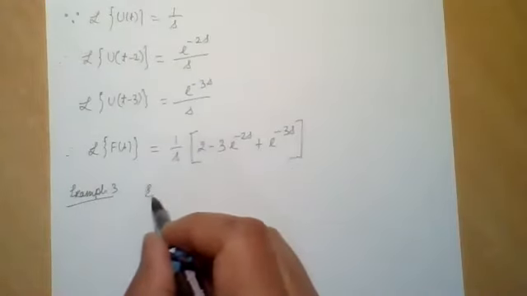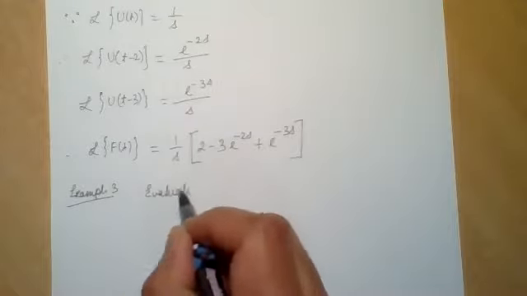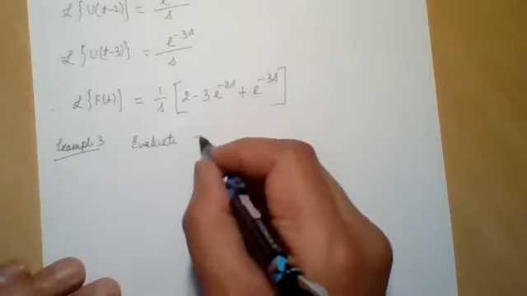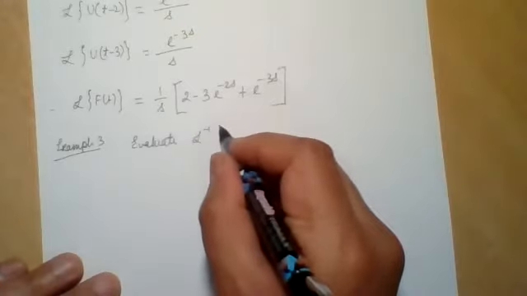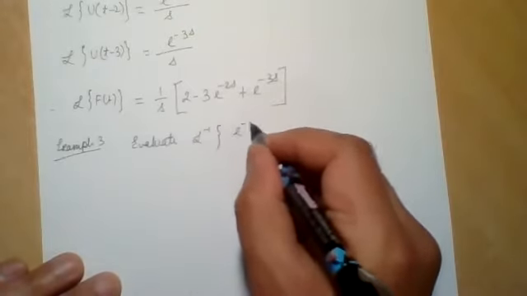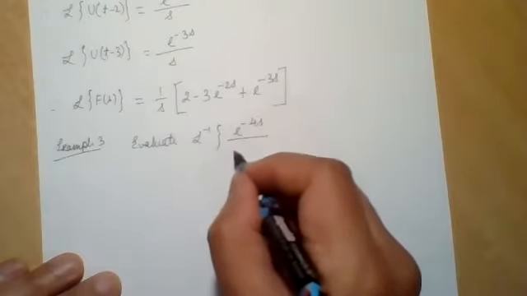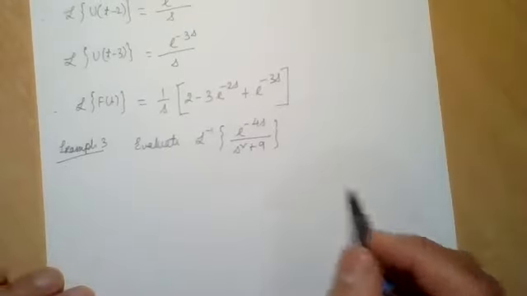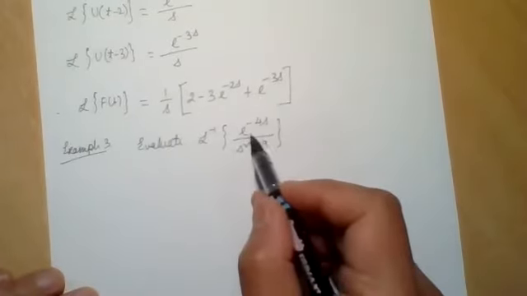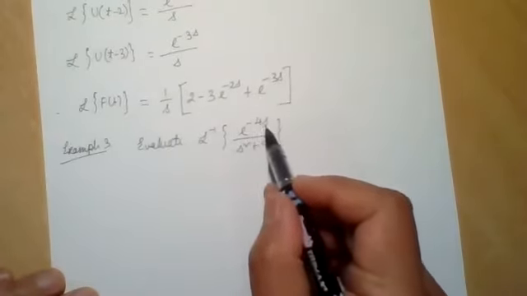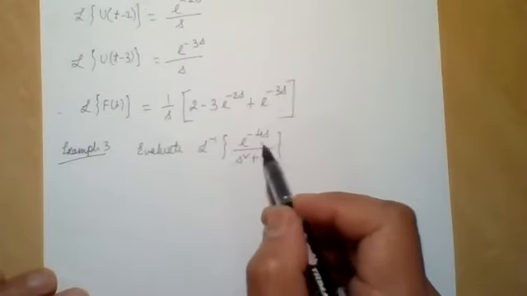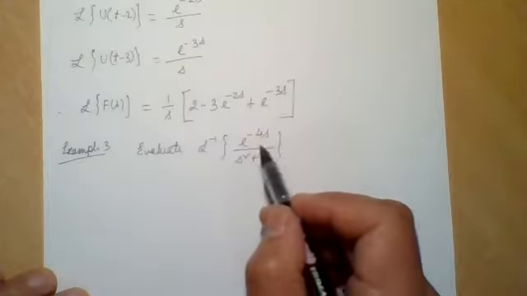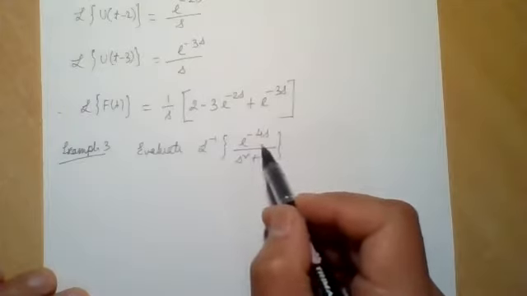The next example is: evaluate the inverse Laplace transform of e to the power minus 4s divided by s square plus 9. Okay, the moment we see something like e to the power minus 4s, we should remember that this will cause shifting of t. This will cause time shifting.